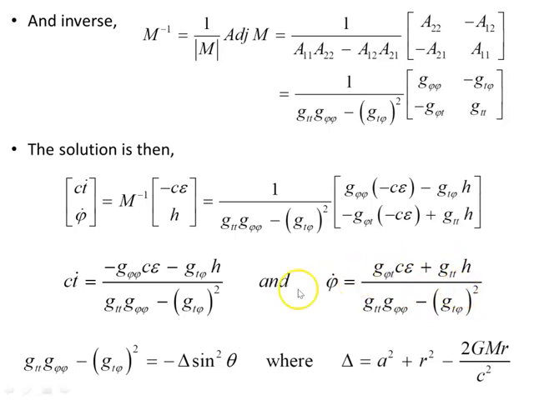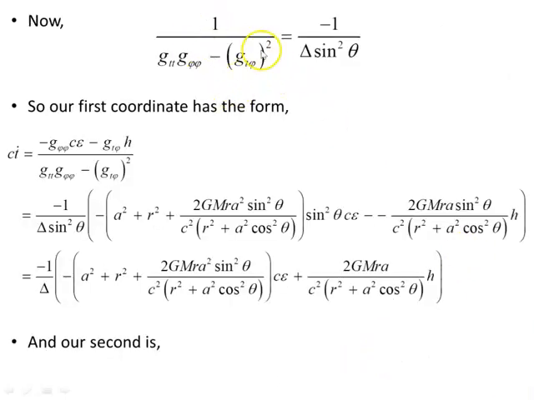Now, from the very first video in this series, we showed that this object here is minus delta sine squared theta, where delta is a squared plus r squared minus 2GMr on c squared. Remember that becomes singular at the event horizon. Now, 1 on this is minus 1 on delta sine squared theta. So our first coordinate has the form ct dot as this, and when we substitute in the metric terms and expand everything out, that sine squared theta is going to cancel out with these two here. We're left with this object here.